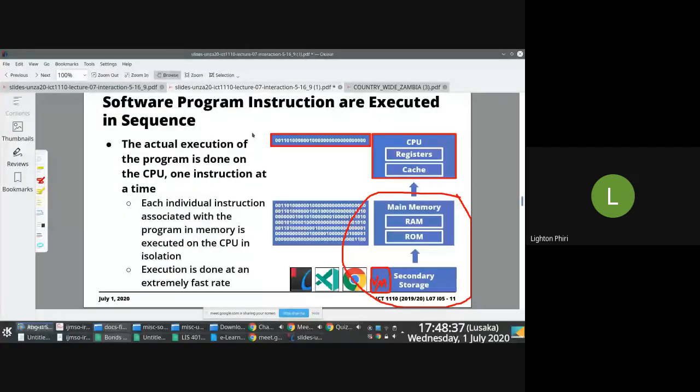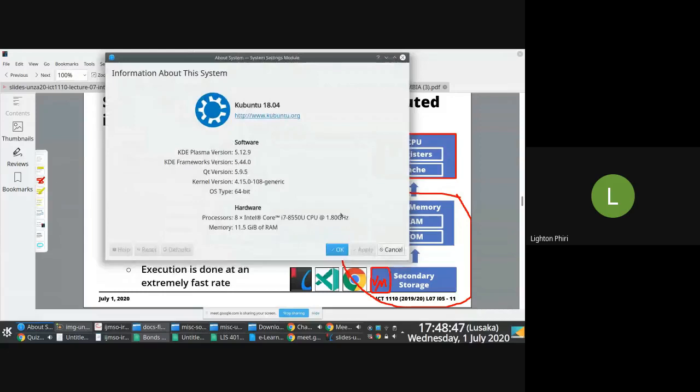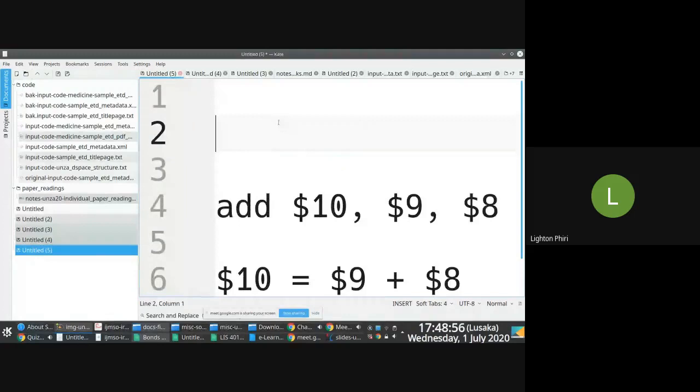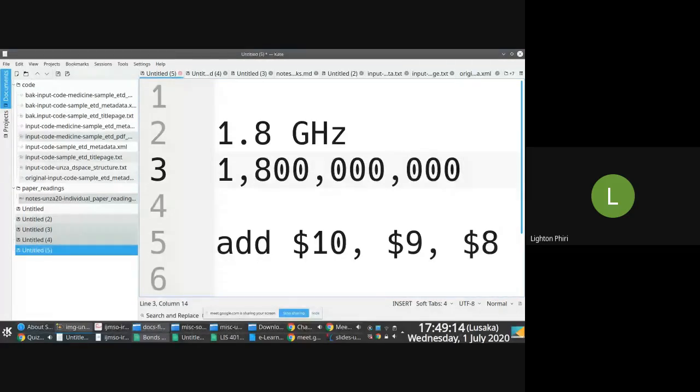Look at my CPU, right? According to the operating system, my CPU oscillates at 1.8 gigahertz, right? Now this 1.8 gigahertz means that my computer, in a given unit of time, in a second, processes 1.8 billion instructions a second. Is this making sense? Yes, yes.